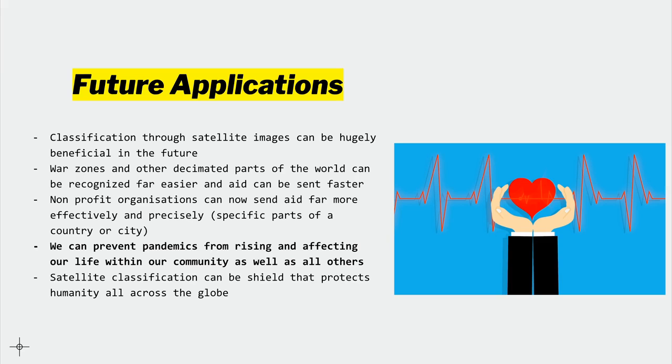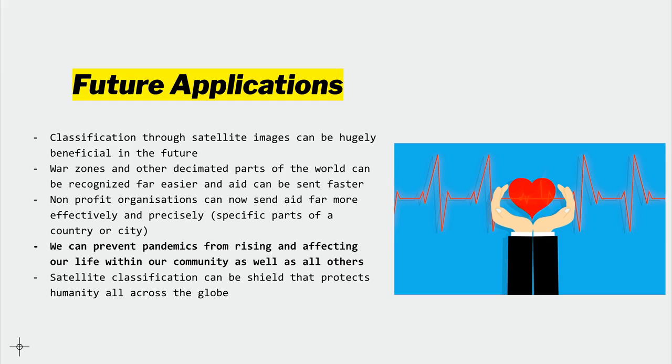Nonprofit organizations can now send aid far more effectively and precisely to specific parts of a country or city. We believe that this helps our community because diseases from poor countries often come to richer countries, and that's often how big diseases like COVID-19 end up spreading. So if we can curb the spread of diseases in poor countries, then we can really prevent disasters like COVID-19.